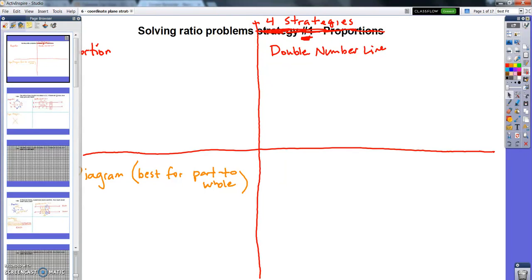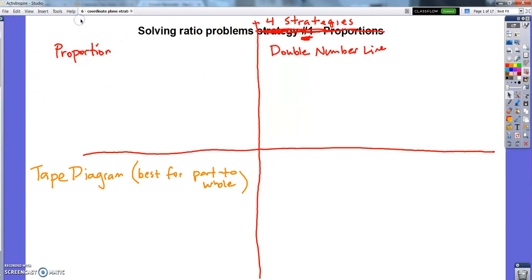Good evening, Accelerated Math. Last ratio problem strategy I have for you. So we have done proportions, we have done double number lines, we have done tape diagrams. And today I want to talk about the last one, which is a table and the coordinate plane.